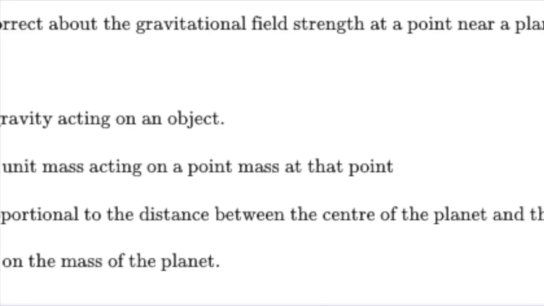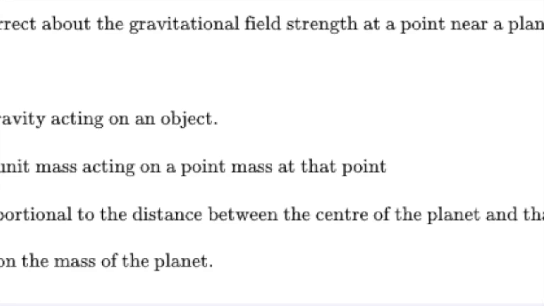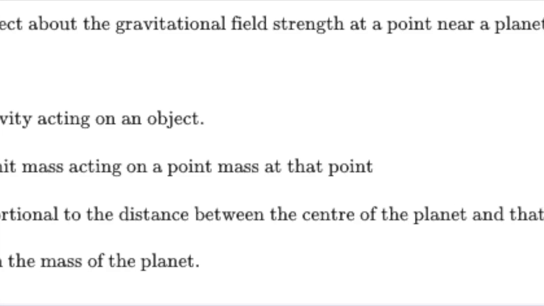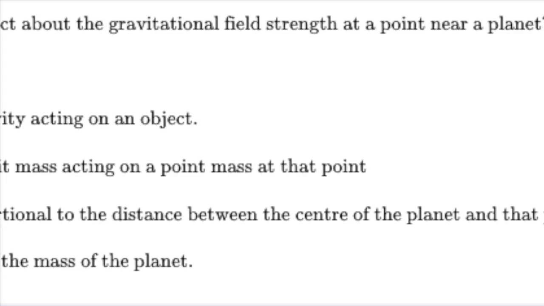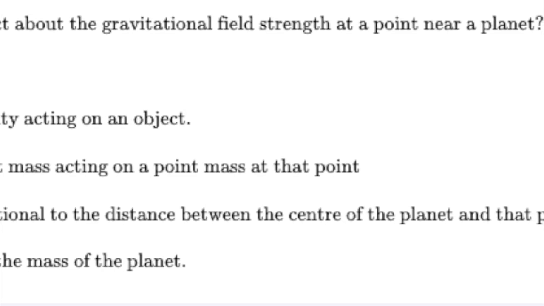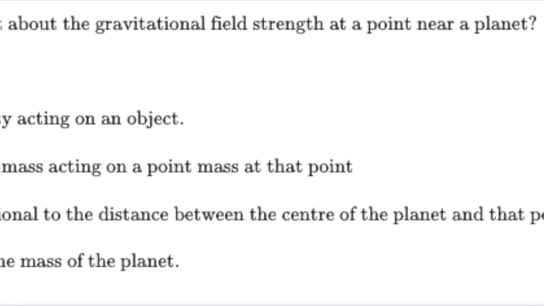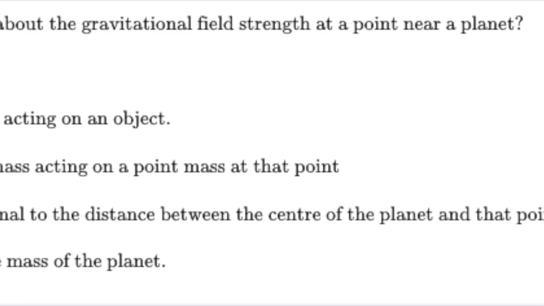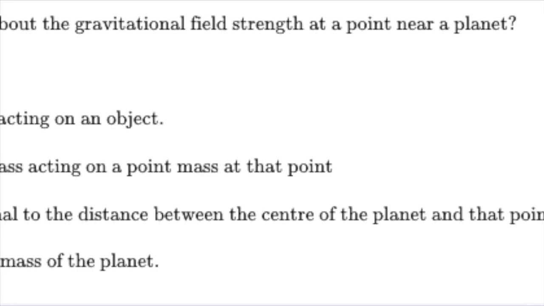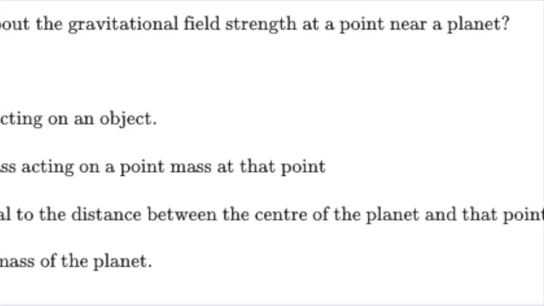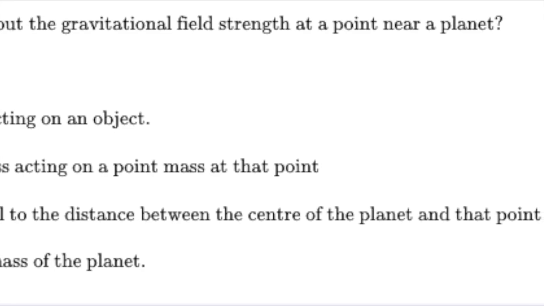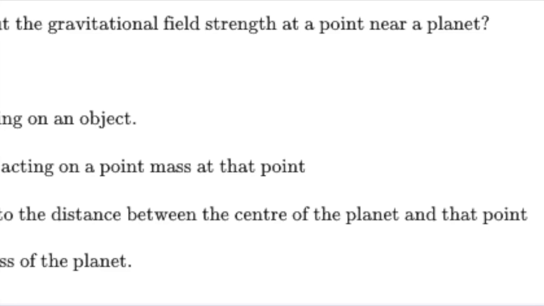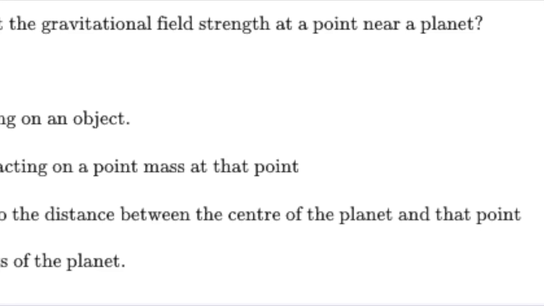But if you look in your data booklet, you're given an equation which says little g equals big G times m over r squared, where r would be the distance between the planet and the point. So C actually seems quite credible as well, because that's what the formula booklet says. So now D says it is independent of the mass of the planet. This is completely wrong, because the gravitational field strength is brought about by a gravitational field, and that gravitational field is exerted by a planet.